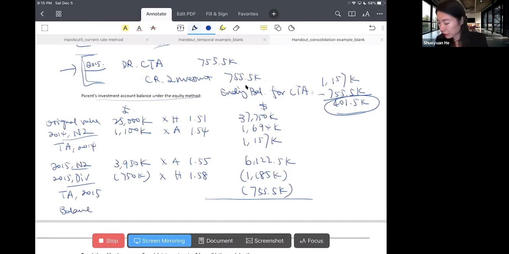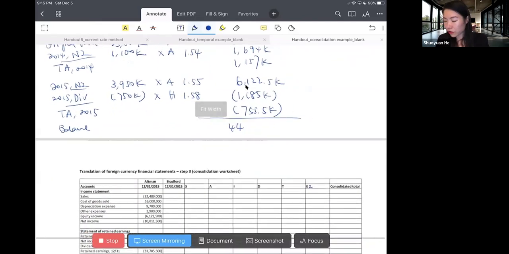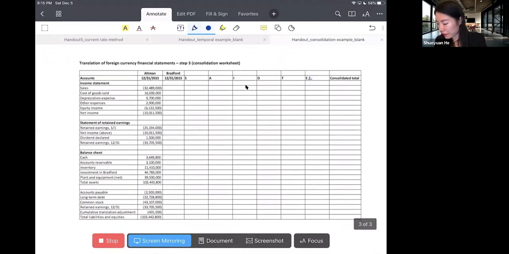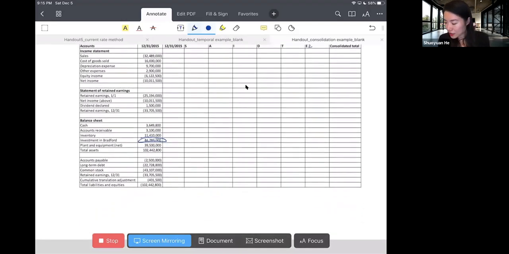is 44.783 thousand. Sorry, it's a little bit slow in reacting. So that's the firm's investment account balance at the end of year 2015. And this is how this number comes about. So let's just go over again how this number is coming from.